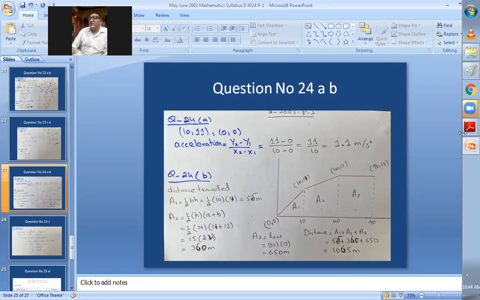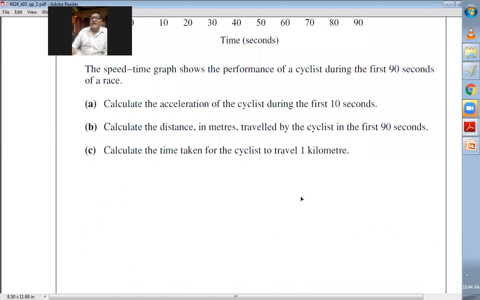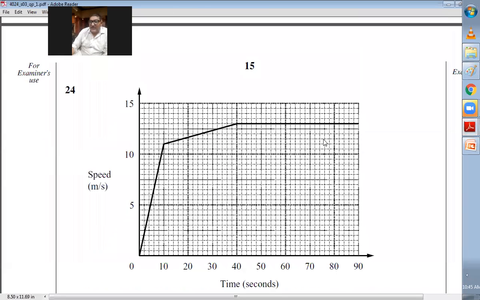The next part is: calculate the distance in meters traveled by the cyclist in the first 90 seconds. So he wants to know, in 90 seconds, how much is the distance traveled? So I will divide this figure. It's a triangle, and then I will draw a line here. It will be a trapezium. And then I will draw a line here, and this third part will be a rectangle. So I will find the area under the speed time graph, and that will be equal to the distance traveled.